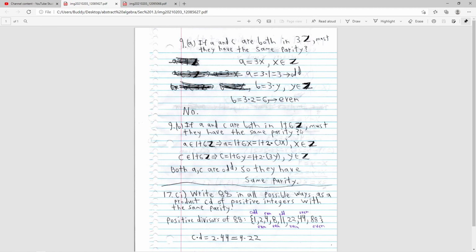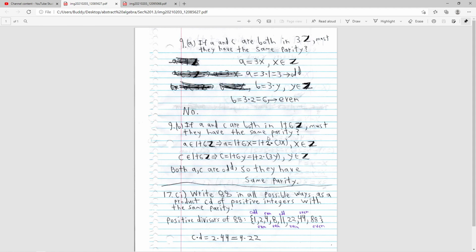If a and c are both in 1 plus 6Z, must they have the same parity? Well, 1 plus 6Z means that a equals 1 plus 6x, which is equal to 1 plus 2 times 3x, x in Z. And the same with y. c is in 1 plus 6Z, implies that c equals 1 plus 6y. So that's 1 plus 2 times 3y. These are both the definition of an odd number.